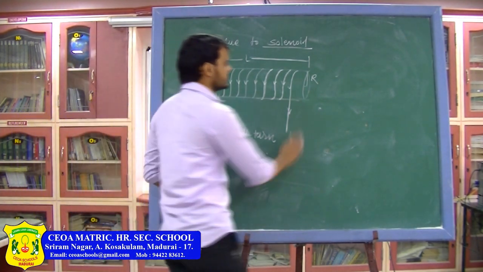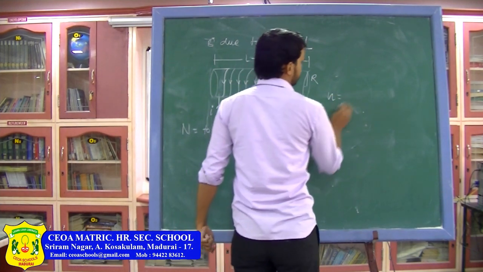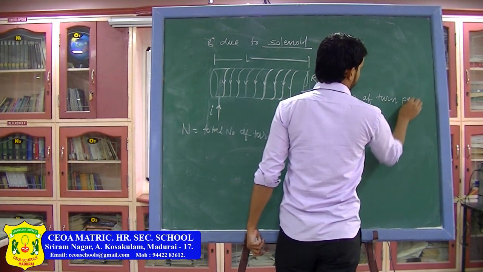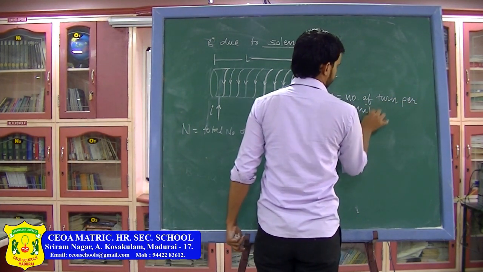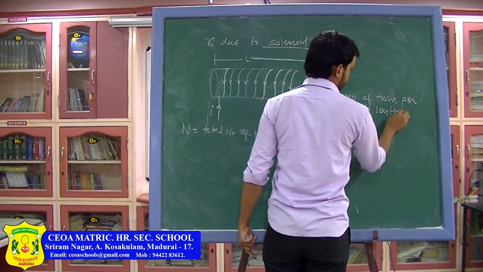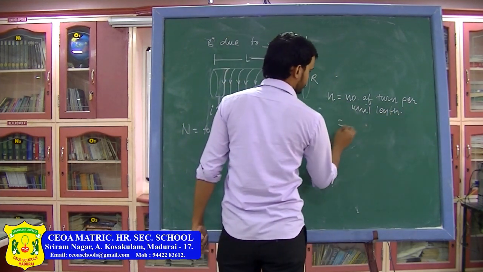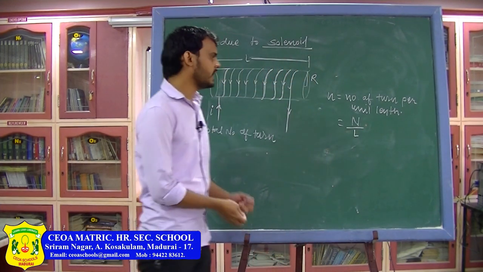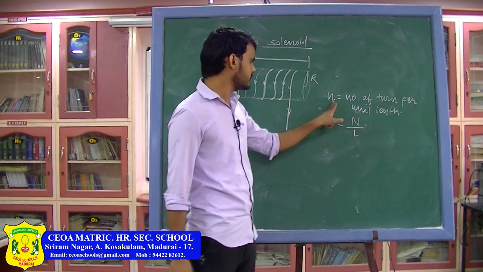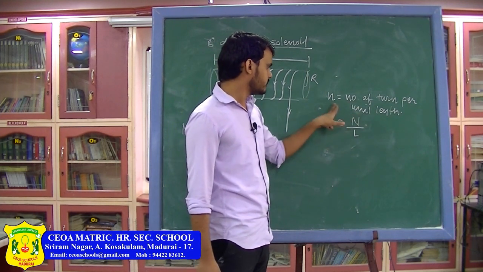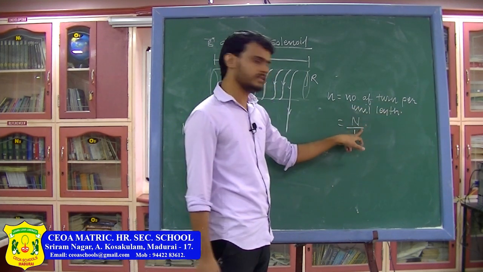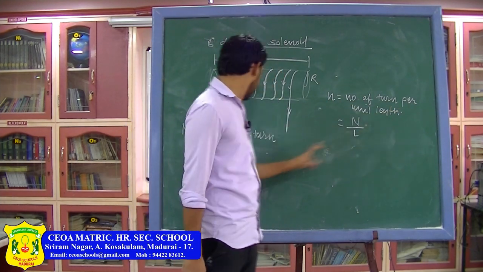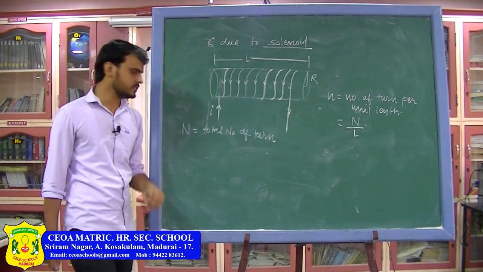Now I can define a quantity which is called the number of turns per unit length. So the number of turns per unit length will be the total number of turns divided by the total length of the solenoid, which is N by L. So this is the number density, or you can say the number of turns per unit length of the solenoid, which is N by L. Remember, small n is the number of turns per unit length, while the capital N is the total number of turns in the solenoid.